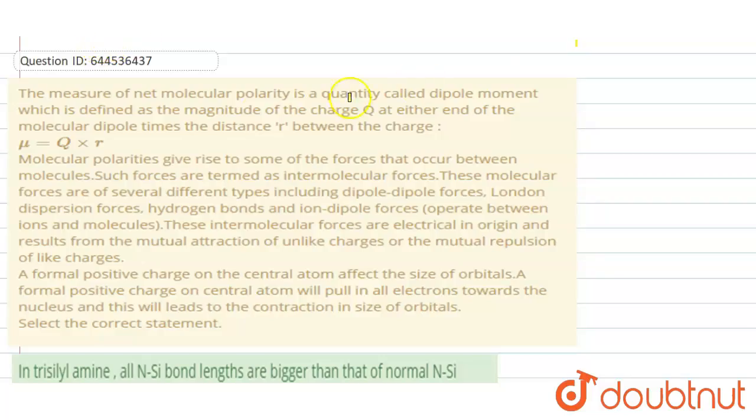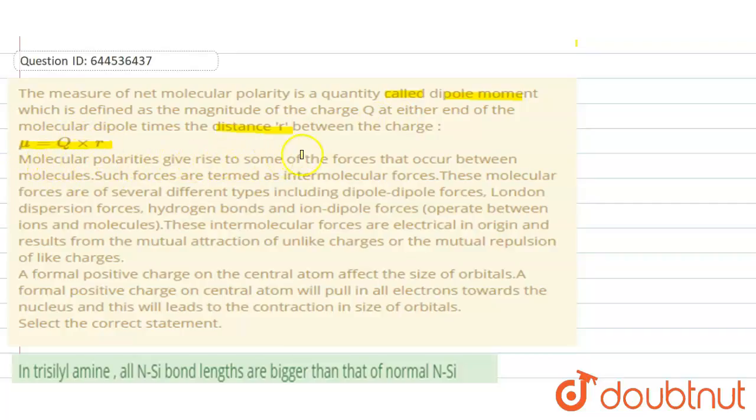Hello everyone. Our question is a passage type question. In the passage, the information given is that the measure of net molecular polarity is a quantity called dipole moment, which is defined as the magnitude of the charge at either end of the molecular dipole times the distance r between the charges. So dipole moment is equal to q into r, where q is the charge and r is the distance.